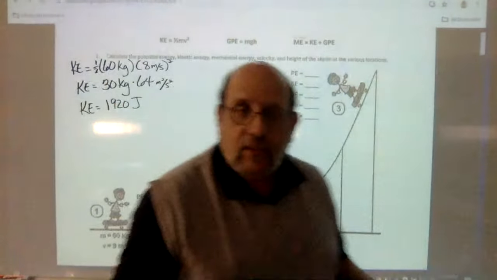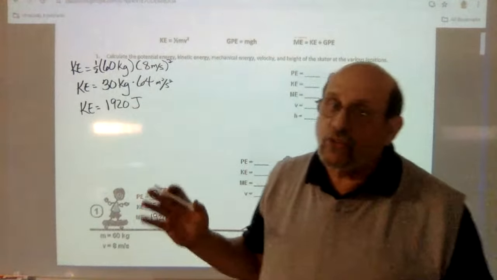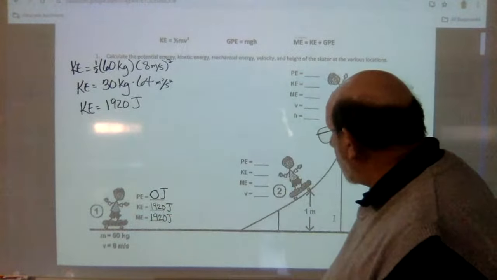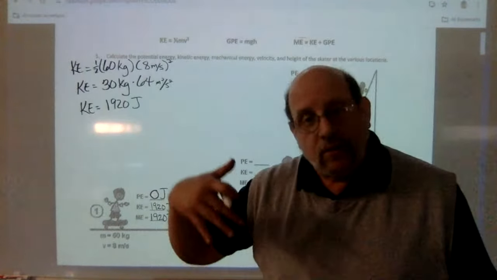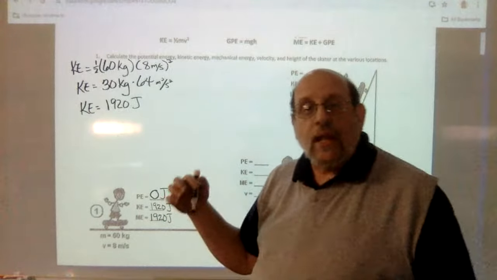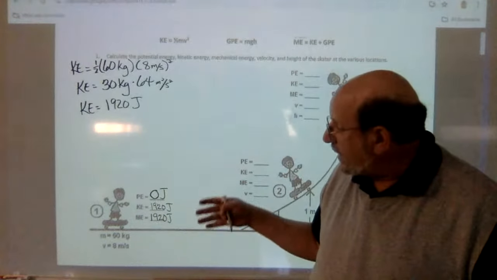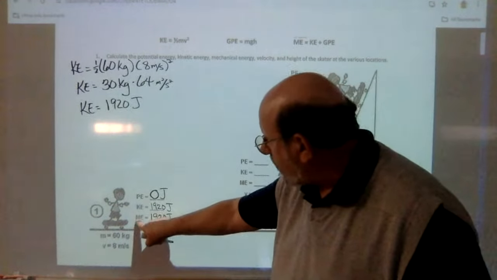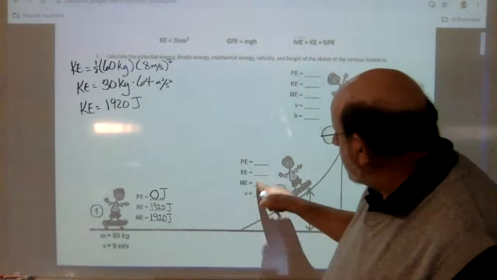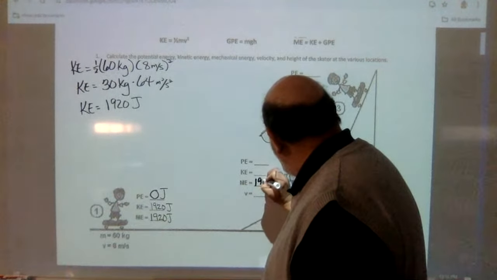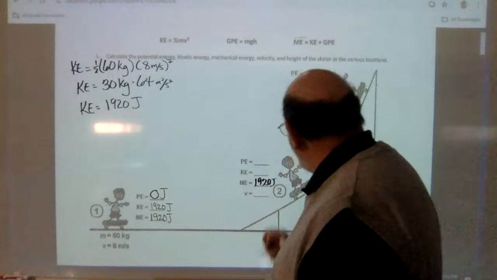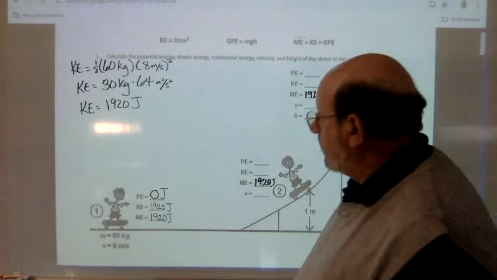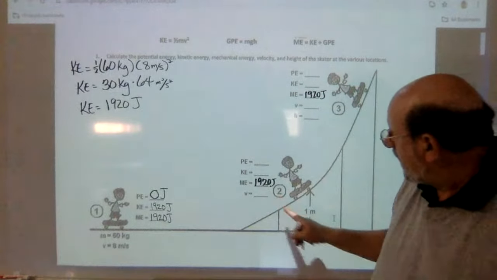The conservation of energy states that no energy can be created or destroyed within a closed system. So this is a closed system. It's just that person riding a skateboard, and we're going to ignore any friction or any air resistance. We're going to say the energy is going to be the same throughout. So ME being 1920 here, it's going to be the same here. 1920 joules, and ME will be 1920 joules.